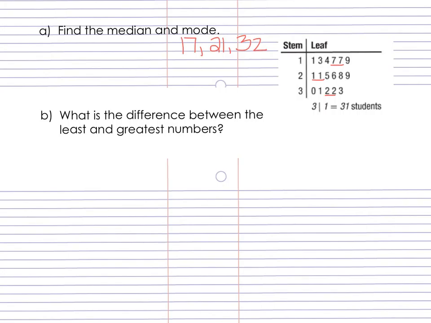Now let's find our median, again, our smallest number. Crossing off our smallest and our biggest.